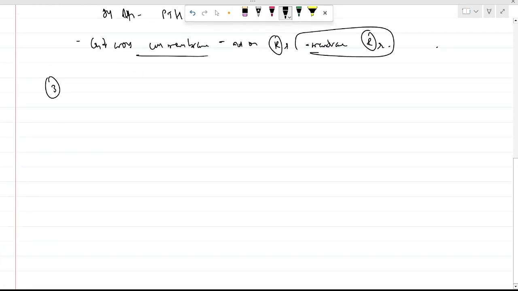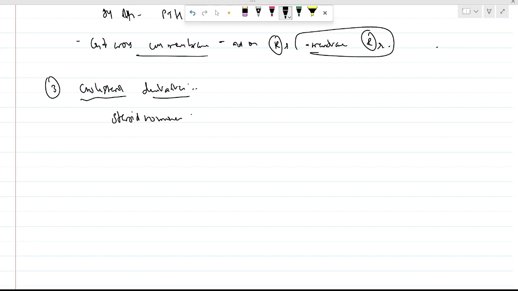The third type we are going to see is important cholesterol derivatives. Third derivative is cholesterol derivative. These are the steroid hormones. The steroids, for example, the sex steroids. Sex steroids such as estrogen, progesterone, so very common examples. Testosterone, estrogen and progesterone in females, testosterone in males.